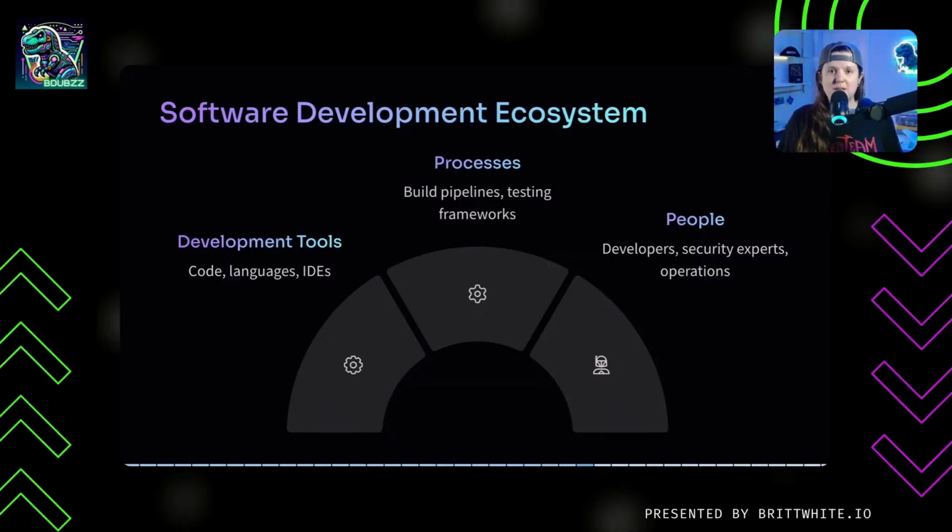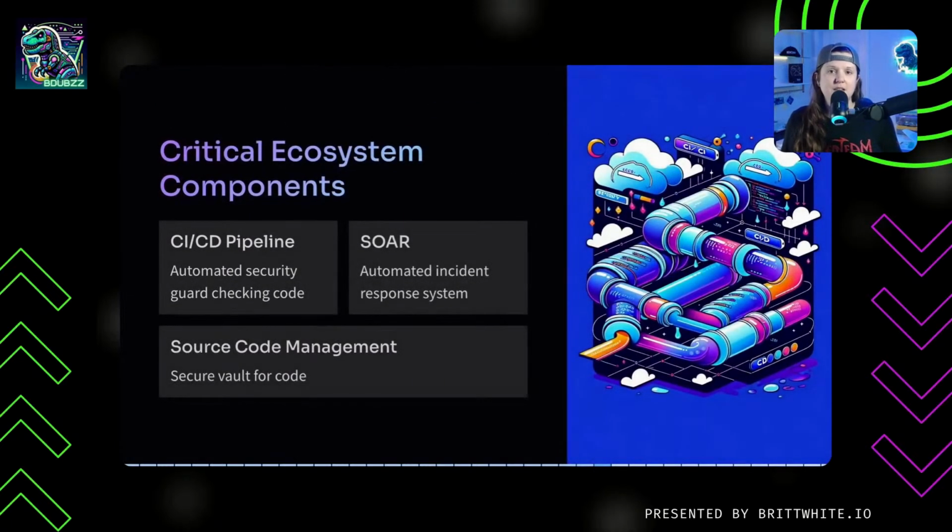A development ecosystem integrates tools and processes to support secure software development. There's 3 critical components that form its foundation. The CI/CD, or continuous integration and deployment, serves as your automated security guard. When developers commit code, it flows through security checkpoints, scanning for vulnerabilities, running compliance checks, and ensuring security before deployment. It's like having a vigilant security team working 24/7.